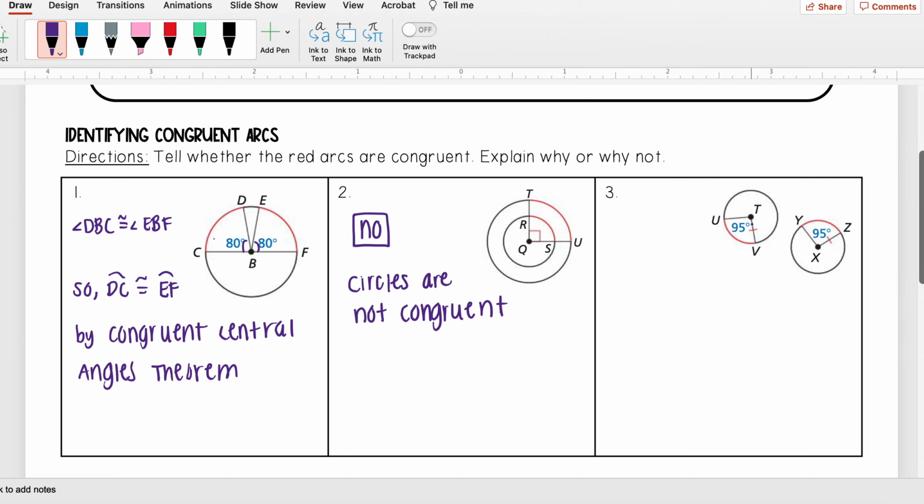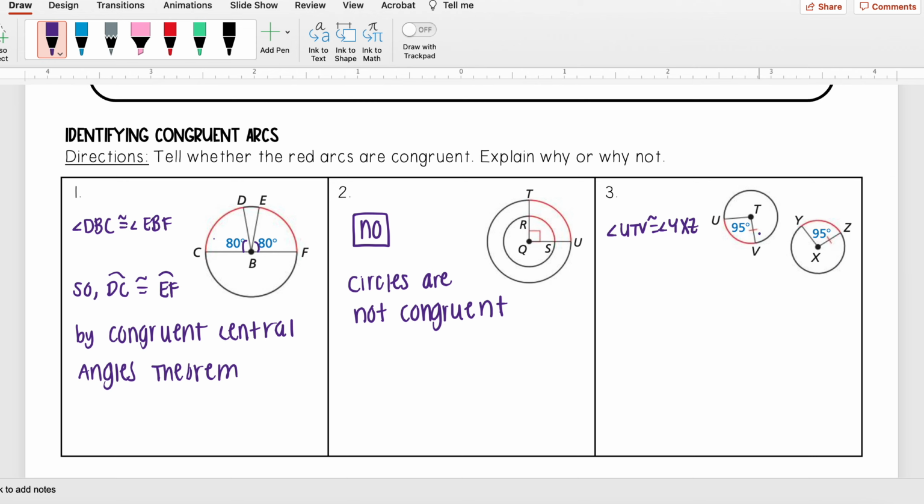Okay, and then looking at number 3, I see I again have two circles here. So I know in order for these arcs to be congruent, they first need to be coming from two congruent circles, and their central angle needs to be congruent. I do see that their central angle is congruent. They're both 95 degrees. So angle UTV is congruent to angle YXZ.